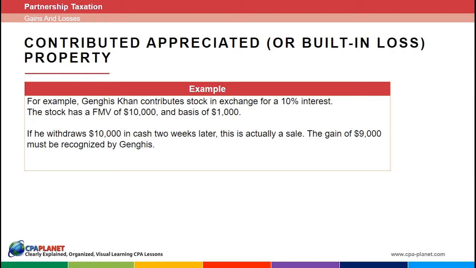If he withdraws $10,000 in cash 2 weeks later, this would actually be viewed as a sale, and the gain of $9,000 would have to be recognized by Genghis. So, we're going to go through a detailed example of gains and losses on property subject to excess liability.